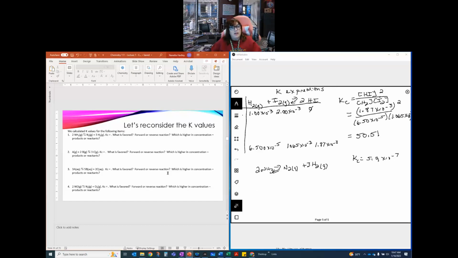What does this K value mean? 5.9 times 10 to the minus 7th. What's favored, product or reactant? Well, that large K value, K being greater than 1, means that this reaction is in the forward direction. Okay, we have way more product than we do reactant.